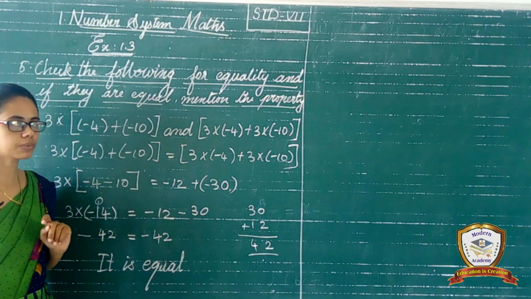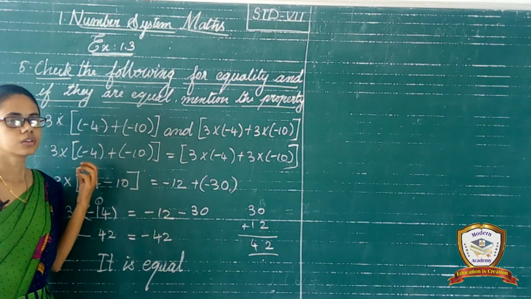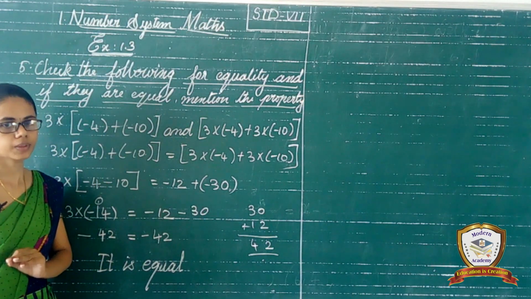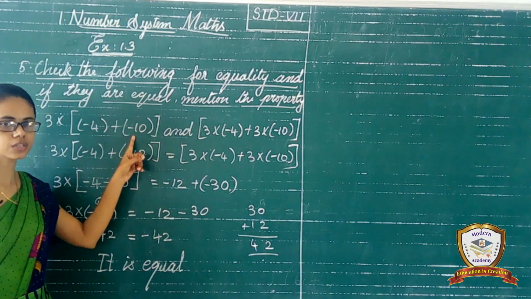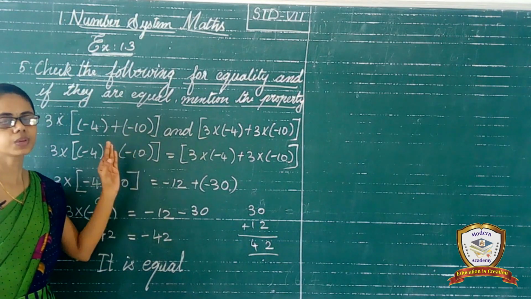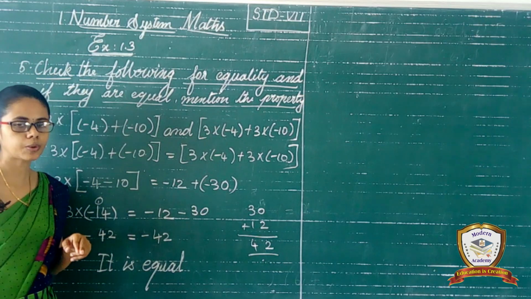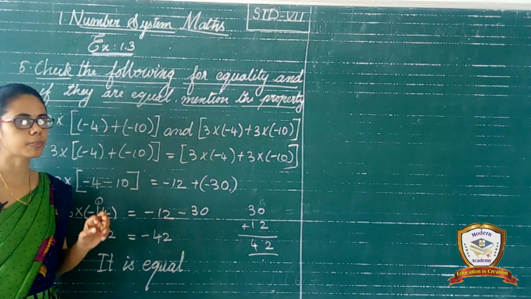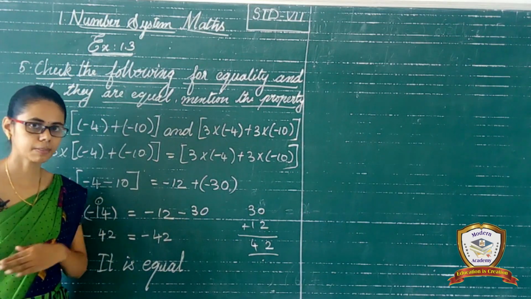So distributive property means we have to see that we have to include 3 operations. What are they? Multiplication, addition, subtraction, isn't it? In questions where we use 3 operations, we can directly say distributive property. In distributive property 2 formulas are there. What are they? Distributive property over addition and distributive property over subtraction.